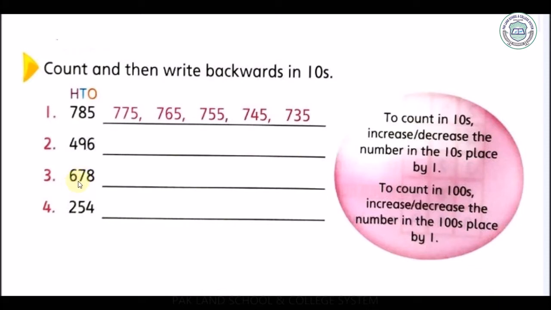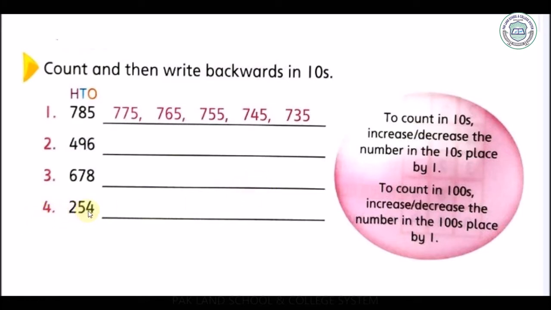Next example we have 678. So we count in tens backward. Starting from 678, the next will be 668. Next will be 658. Next will be 648. Next will be 638.